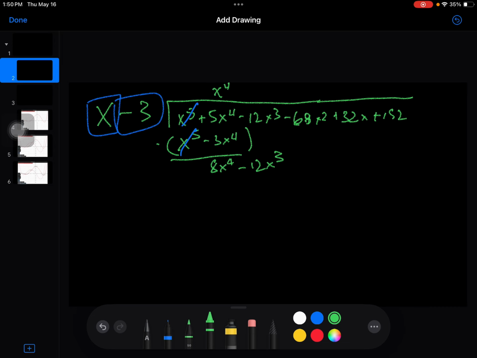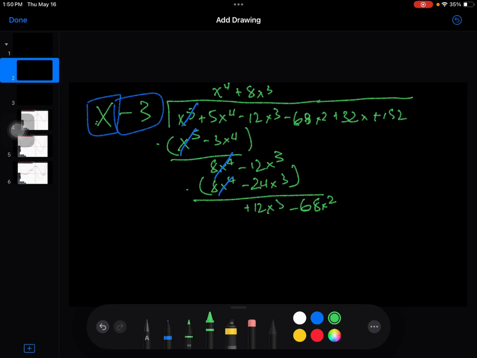How many times does x go into 8x to the 4th? Well, it goes in plus 8x cubed times. Multiply that over here, we get 8x to the 4th. 8x cubed times negative 3 is negative 24x cubed. Subtract that. Get rid of that first thing there. And minus a minus is a plus, so we got plus 12x cubed. Drop down the next thing, minus 68x squared.